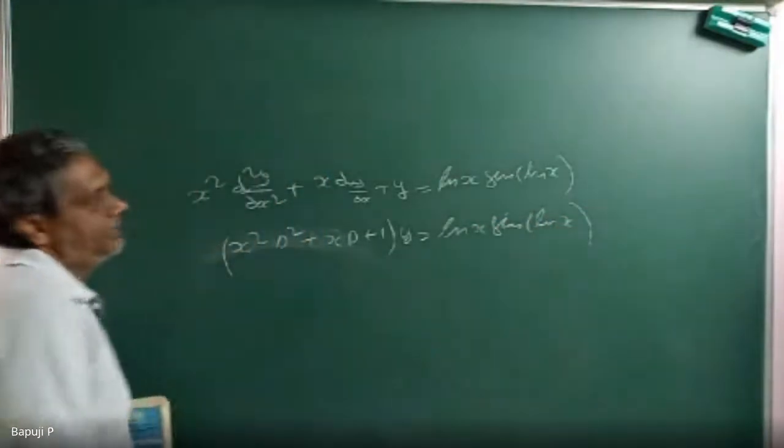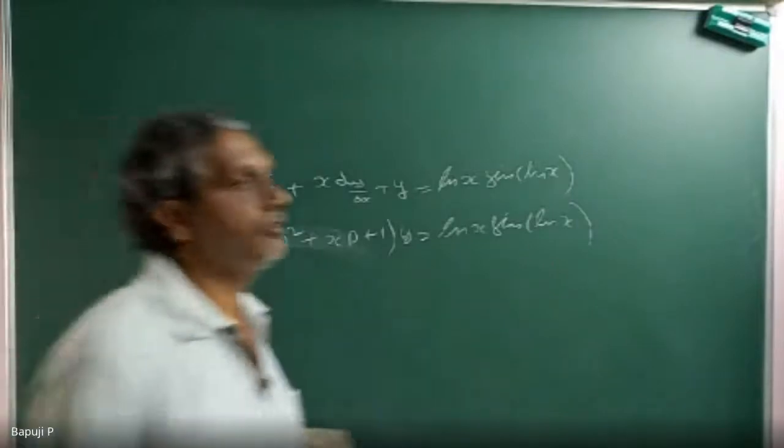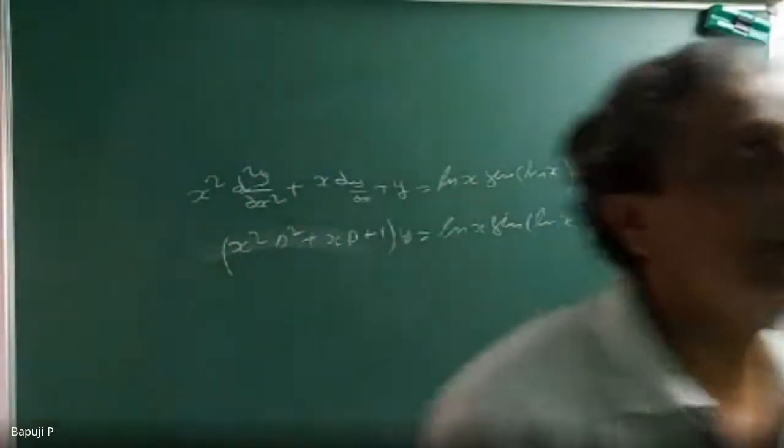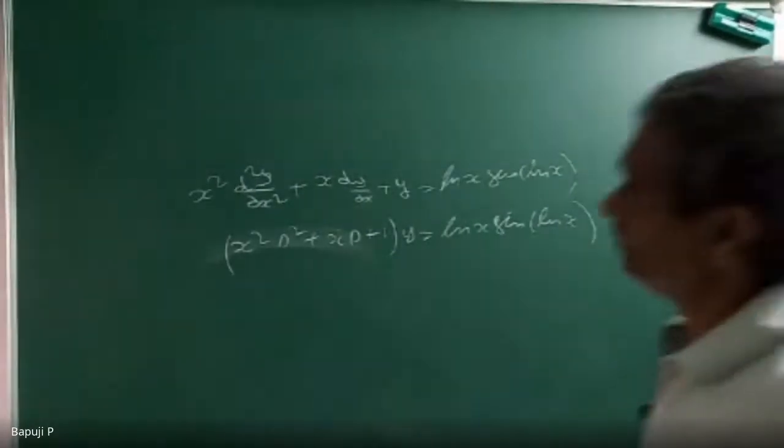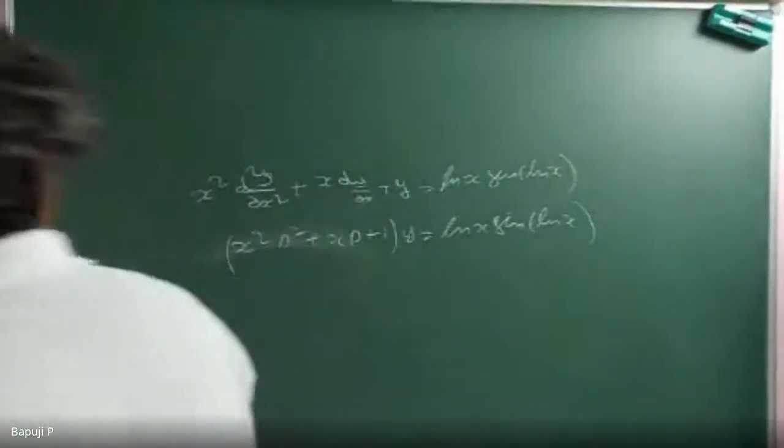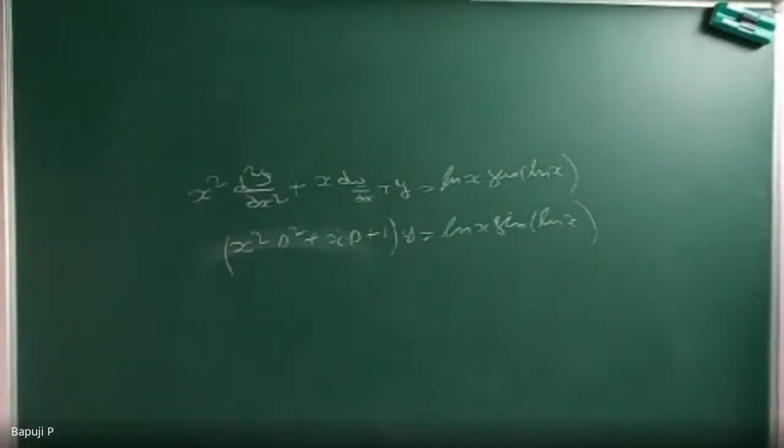So x square d square y by dx square plus x into dy by dx plus y is equal to log x into sin of log x. In operator form, I write x square D square plus x D plus 1 into y is equal to log x times sin of log x. So now we can substitute it.